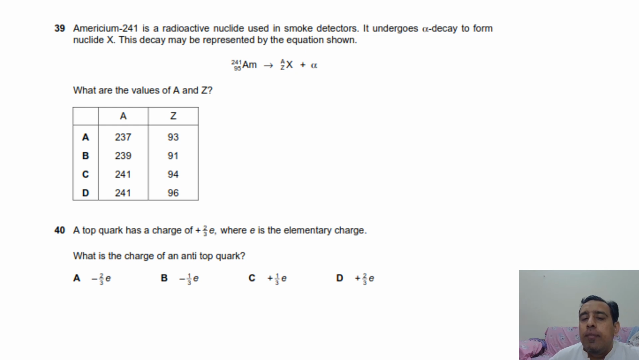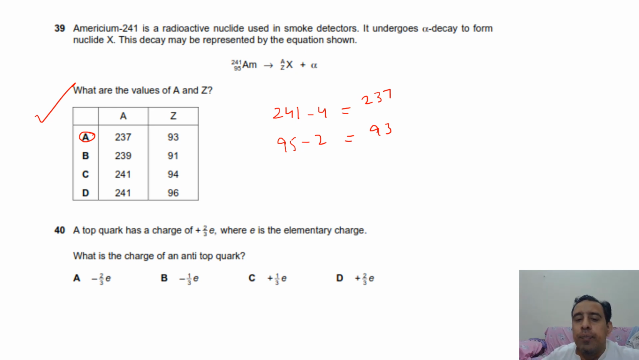Over here the alpha is going to emit from americium 241. So this 241 minus 4 and this 95 minus 2 give you the property. So 241 minus 4 is 237 here, and 93 is the atomic number. So option A is correct. It's a simple question.